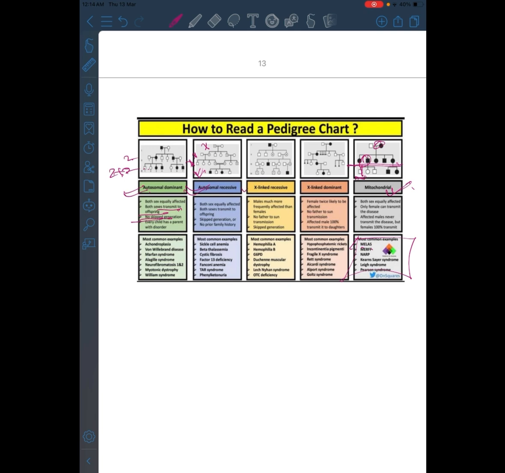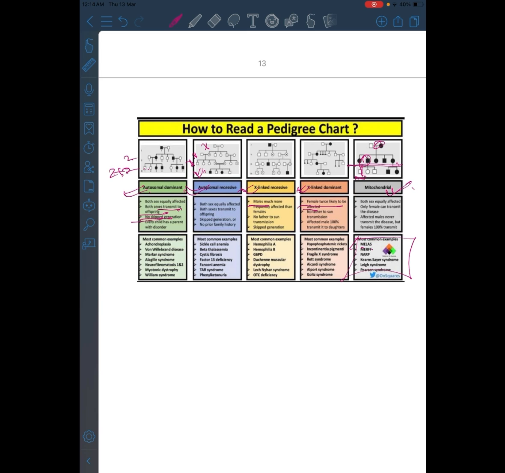Then you have to see what is happening in X-linked disorders. Males are more commonly affected in X-linked recessive. However, in X-linked dominant, females are likely to be mostly affected compared to males, because males will die as soon as they have that dominant defective X gene. They will die because they have only one copy of the X, and the Y is unable to balance out that particular defective X gene.